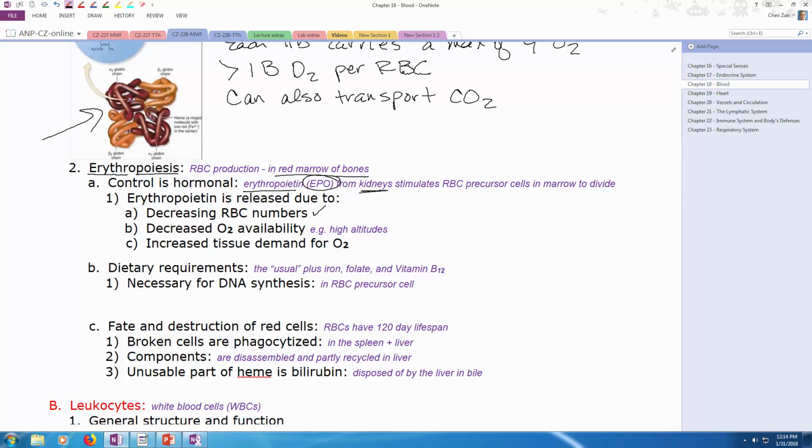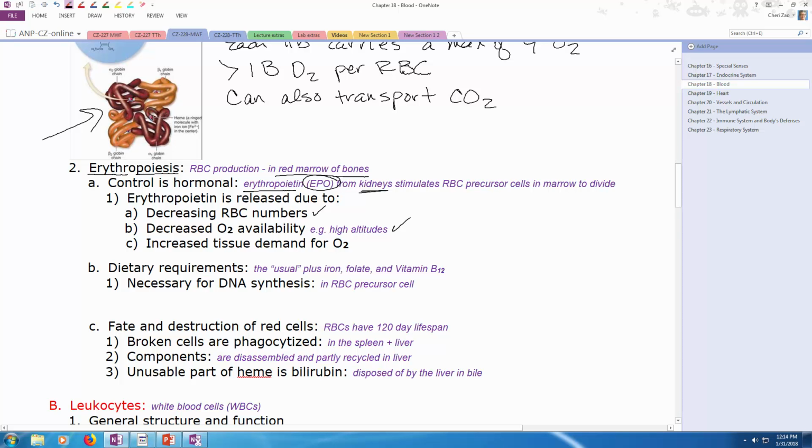Your needs are higher than what you have, and so the kidneys will release EPO, or erythropoietin. Decreased oxygen availability. So you decide to become a Sherpa. You don't pass A&P and you go off to become a Sherpa. Okay, so you're at very high altitude. And if you ever do that, I want to hear from you. You go off to a very high altitude.